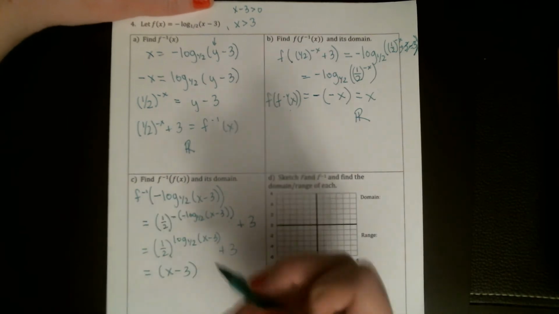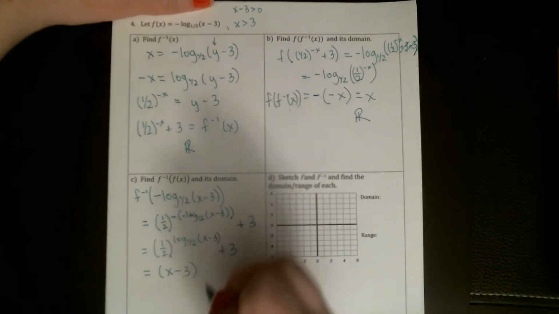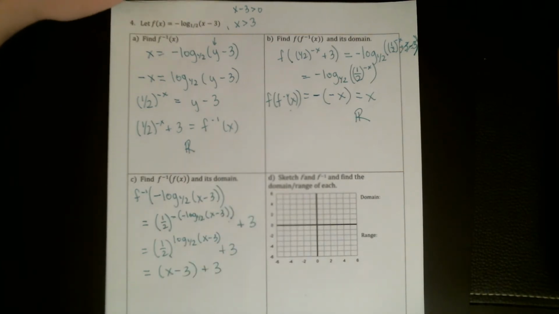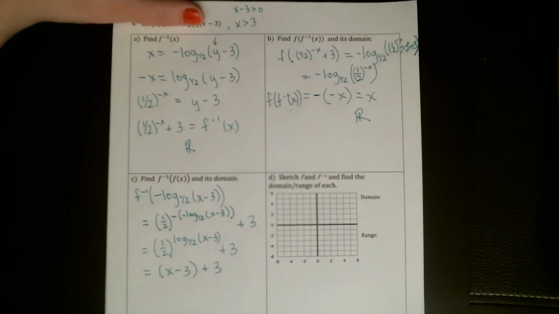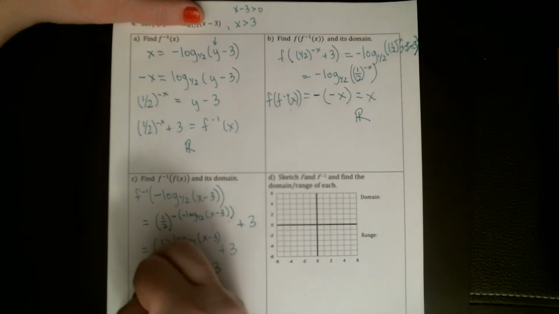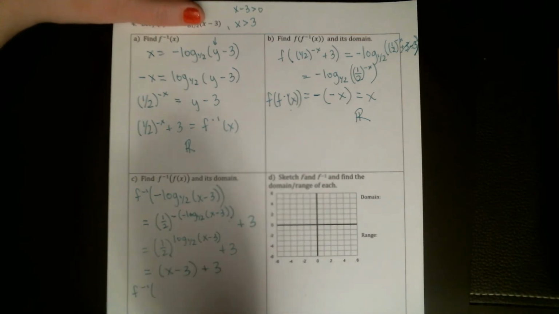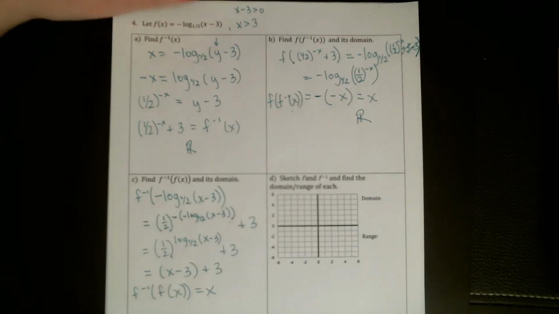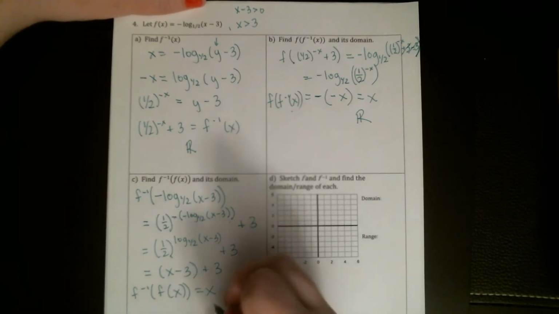The next thing to go is the 1/2 to the log base 1/2. Those wipe each other out. I'm left with an x minus 3 plus 3. Don't really need the parentheses anymore. There's no powers or multiplications or functions attached to them. So we can just combine the 3 and the -3 and say f inverse of f of x, again, equals x. This is looking good.